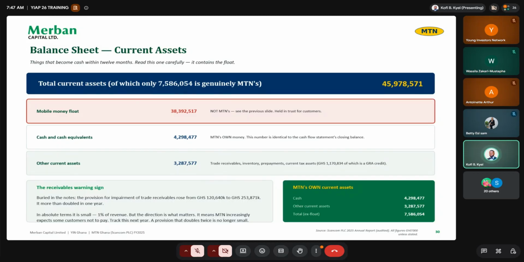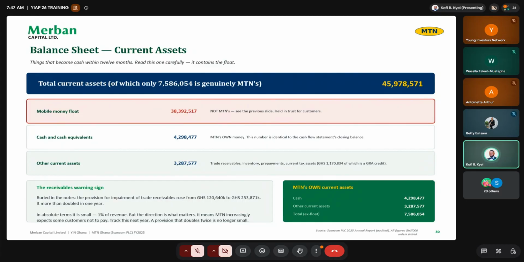Now, in the balance sheet again, we have what we call the current assets, the total current assets. Of these, only 7.6 billion generally belongs to MTN. So out of the total current assets, this is what generally belongs to MTN. So this is the breakdown.